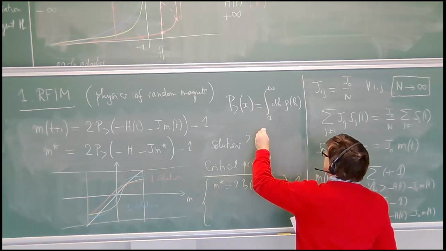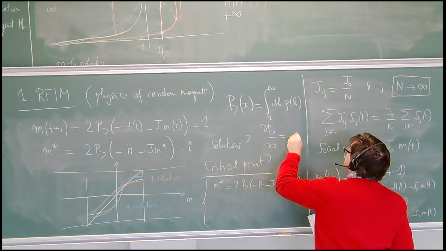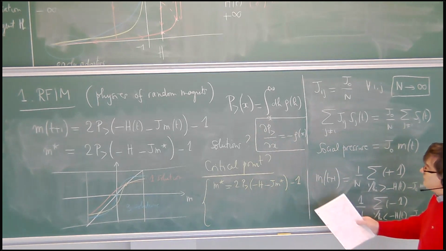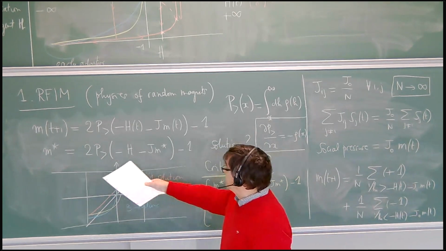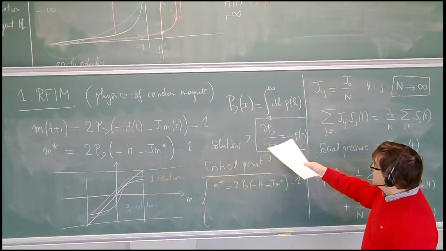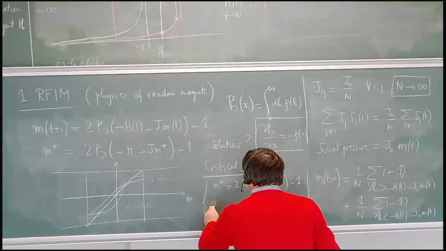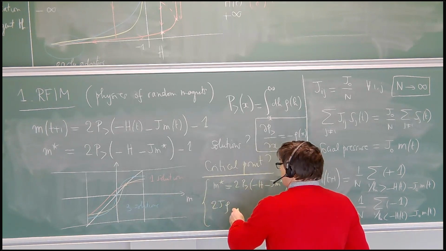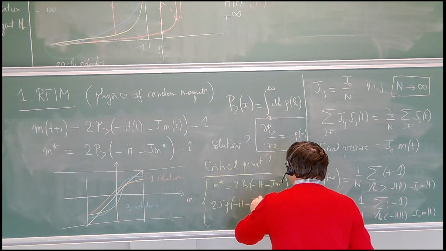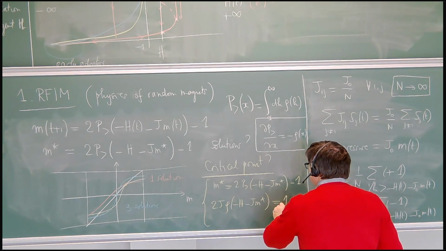Let me first notice that dp by dx is equal to minus rho of x. Trivially. So if I take the derivative of this guy with respect to m, I will pull out a minus j, but the minus will go away with this minus here. And so the derivative is given by 2j rho of minus h minus j m star. That must be equal to 1.